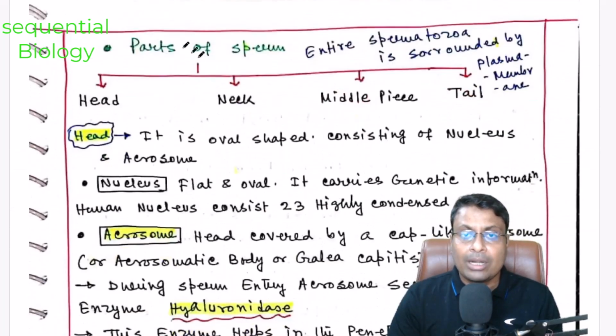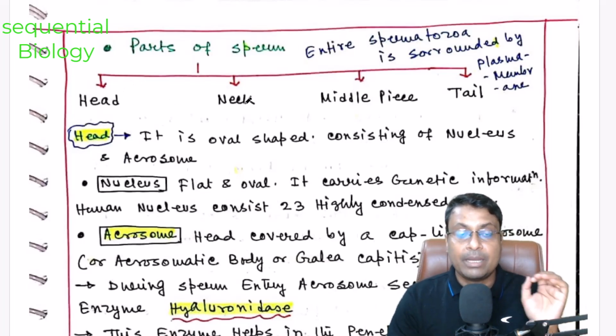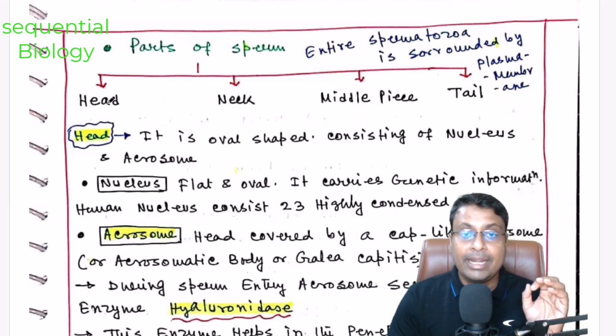Then what are the different parts of sperm? We have already seen that the sperm consists of four parts. It is made up of four different parts: the head, neck, middle piece and the tail. The entire spermatozoa is surrounded by plasma membrane.